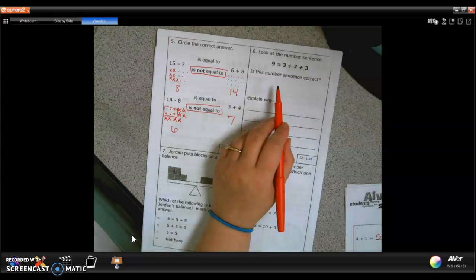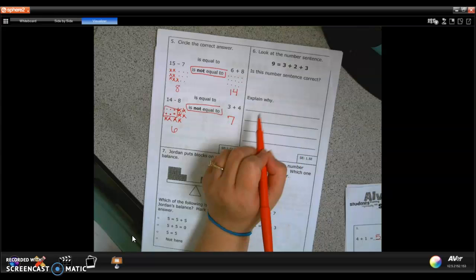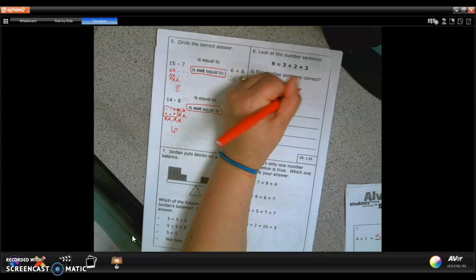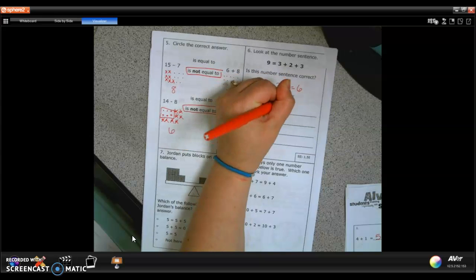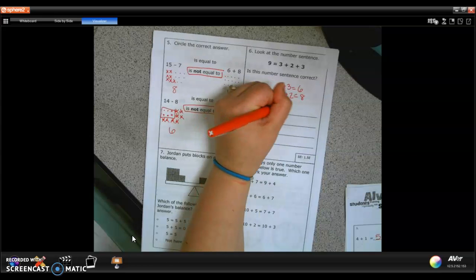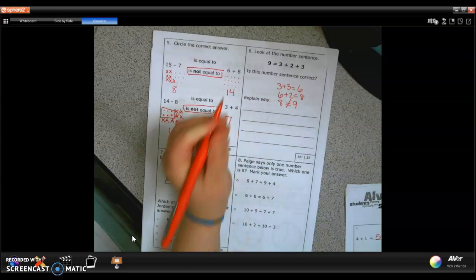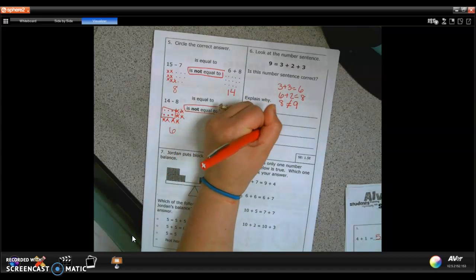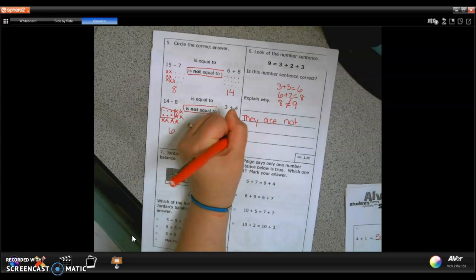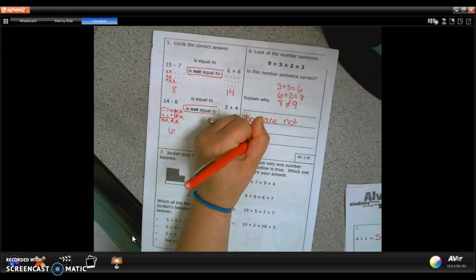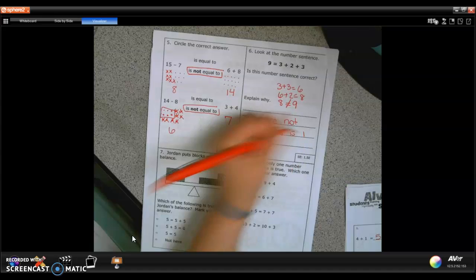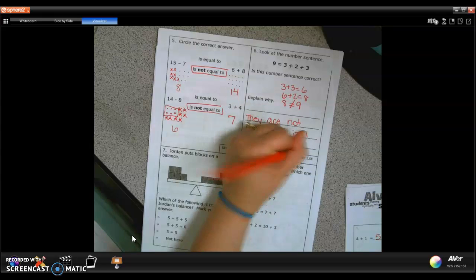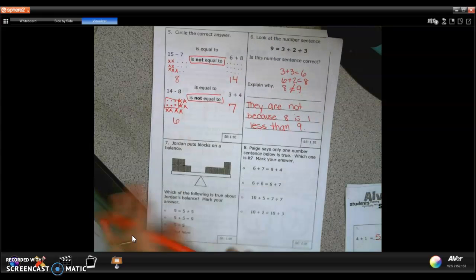Look at the number sentence. Is this number sentence correct? Explain why. Okay, well, I know 3 plus 3 is equal to 6. So 6 plus 2 is equal to 8. I know 8 is not equal to 9. So I could say they are not equal because 8 is 1 less than 9. Or however you want to say it. You do not have to say it like me.